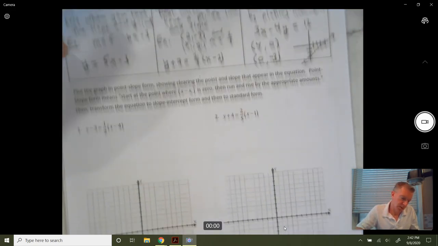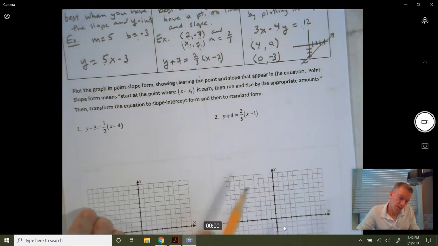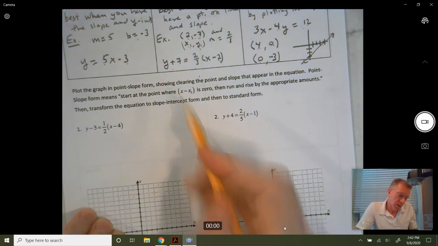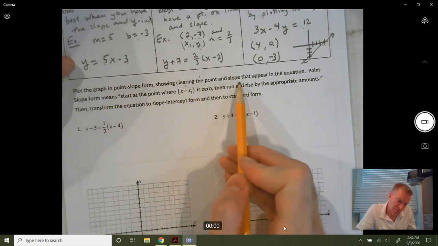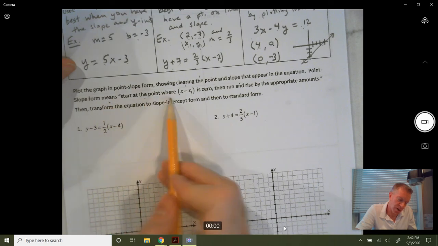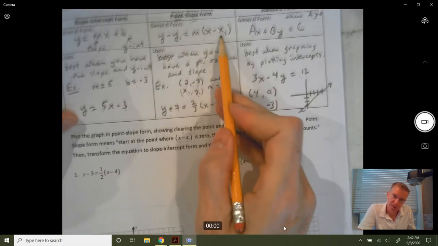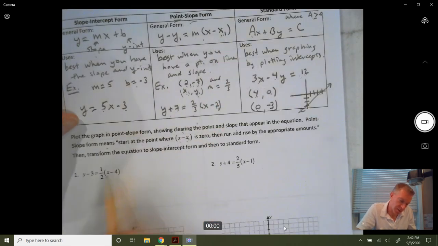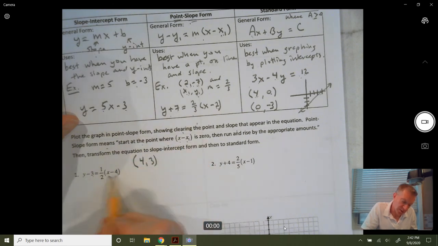Now looking at these down here, plot the graph in point slope form, showing clearly the point and slopes that appear in the equation. Point slope form means start at the point where x minus x1 equals 0. Or if you recognize this pattern up here, your x1 would be the number that is subtracted from your x. So x1 would be 4. So you can look at this and say, I'm going to pass through the point (4, 3). Or you can set this equal to 0 and solve, and that's going to give you your point.